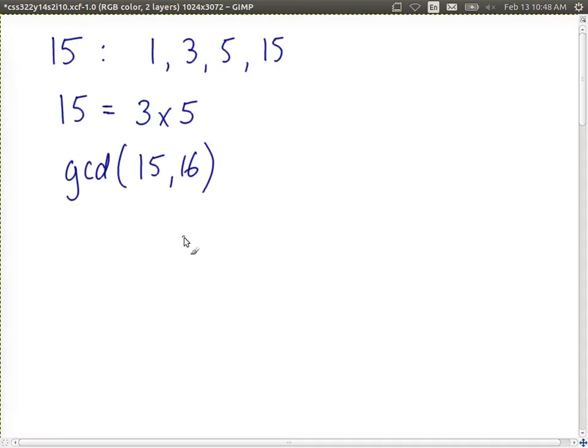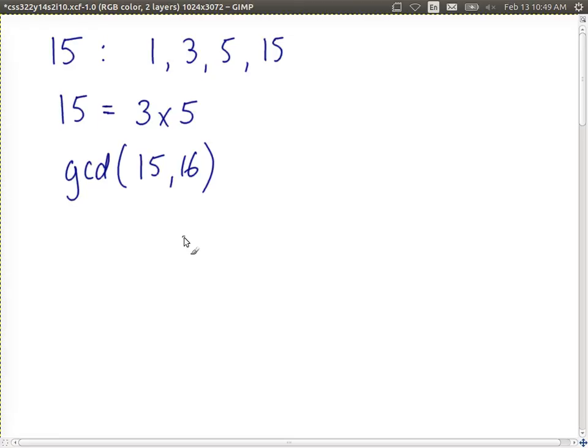Greatest common divisor of 15 and 16. You can use your phone if you want to calculate. Someone can help him. 1? Okay, in this case it's 1.